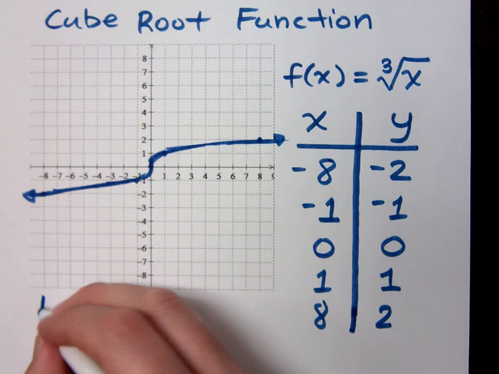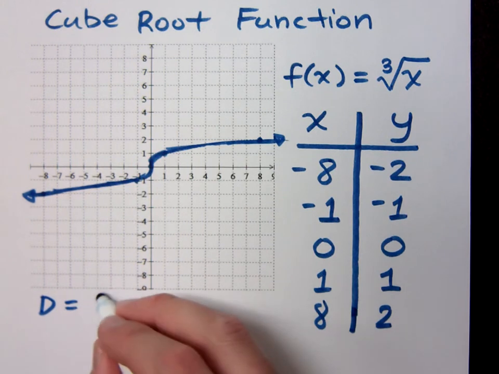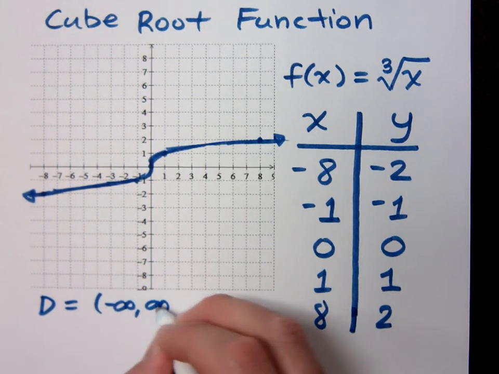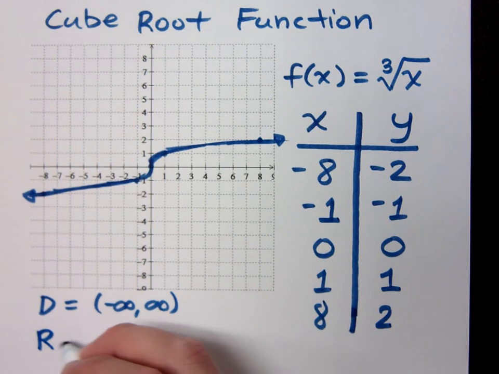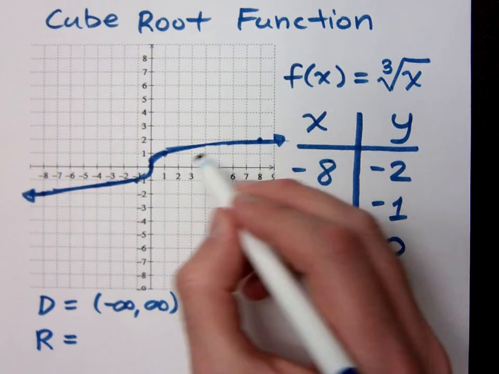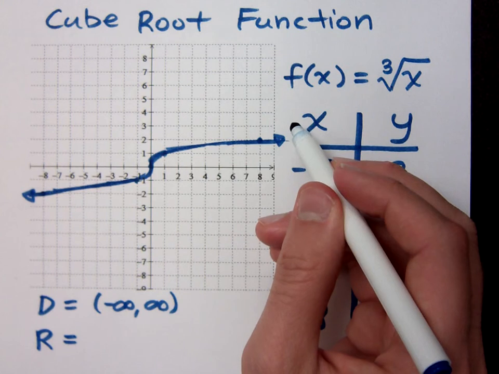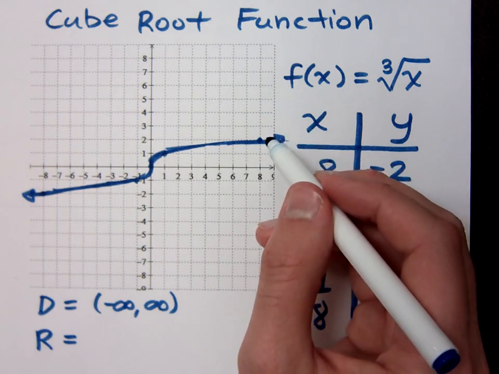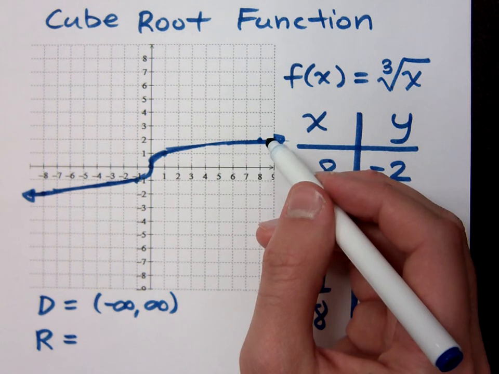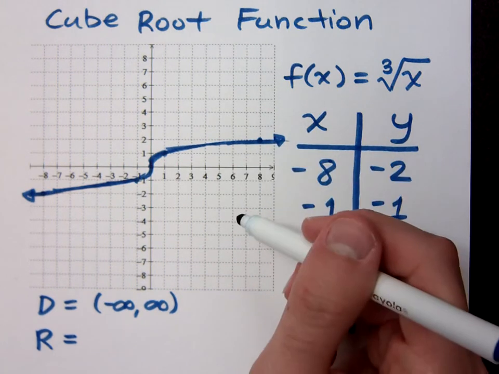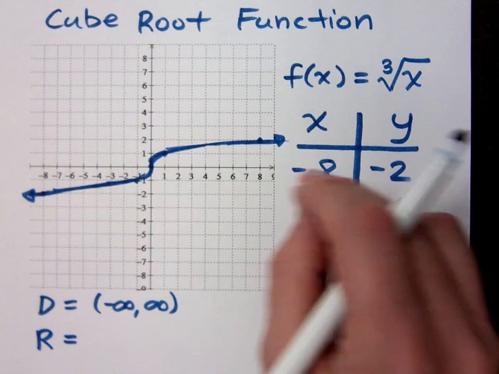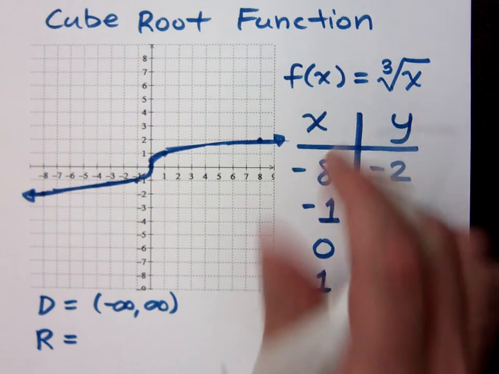What do you think the domain is for this guy? Negative infinity to infinity. It's all real numbers. What do you think about the range? Same thing. Even though it looks like it's not getting that high, it would eventually. If we were just looking short term, it doesn't get high. It doesn't have large y values. But as x increases without bound, so does this guy.